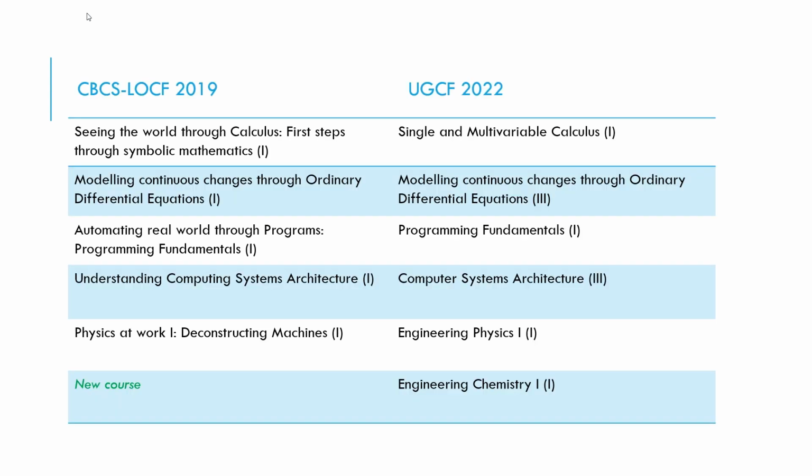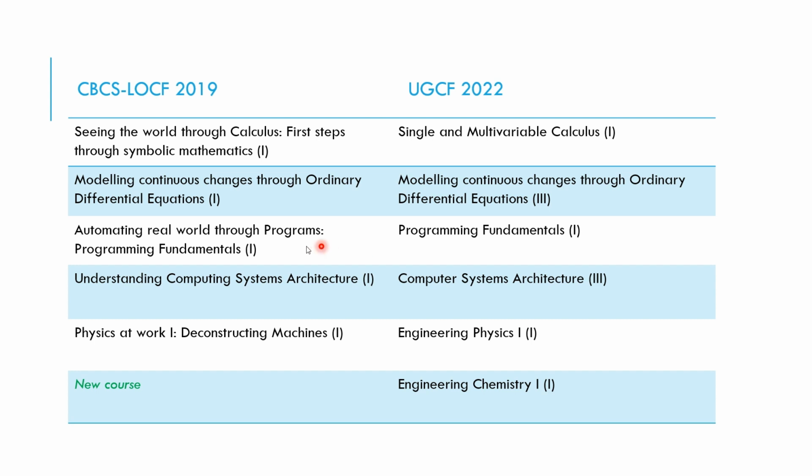So if you see a bracket with a number, as you can see here, this represents in which semester this course was offered. So in CBCS we had Seeing the World Through Calculus, First Steps Through Symbolic Mathematics, and corresponding to that, we have a rebranded course now, Single and Multivariable Calculus. This course has not been rebranded, it is retained: Modeling Continuous Changes Through Ordinary Differential Equations. But earlier it was in semester 1, now it's in semester 3.